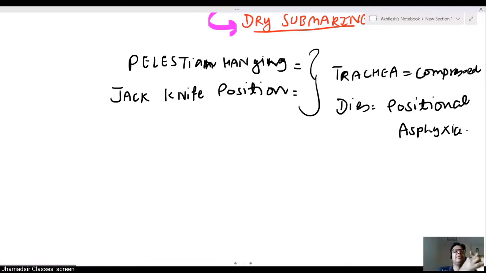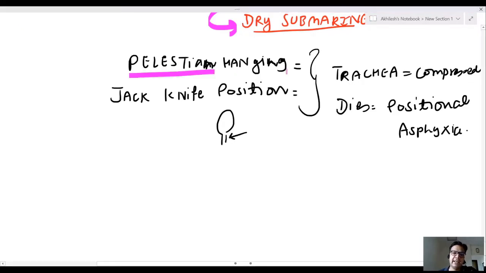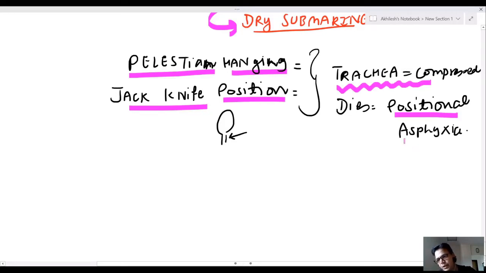Now, Doctor, in these conditions, what happens actually? The trachea comes in front and there is pressure on the trachea. So these are two tortures: Palestinian hanging and jackknife position. In both conditions, the trachea gets compressed and the person dies due to positional asphyxia. You can get a question: in these two conditions, the person dies due to what asphyxia? Positional asphyxia, because the neck gets compressed.